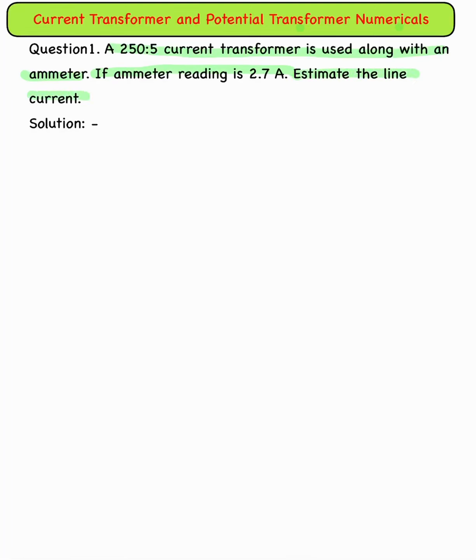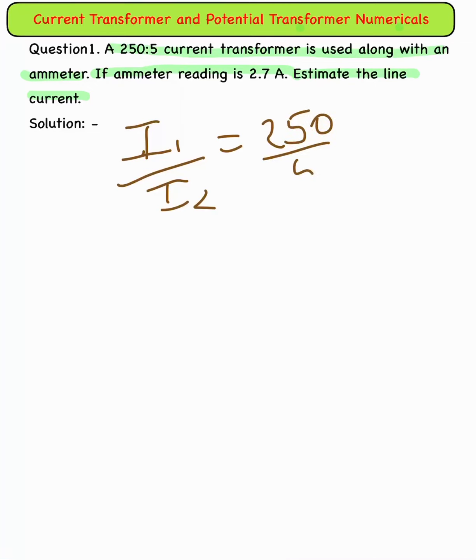So first, the given data is I1 upon I2 is equal to 250 upon 5. That is the given data. So we know that in the current transformer, the ammeter is connected in the secondary side. So the ammeter reading is 2.7, meaning I2 is equal to 2.7.